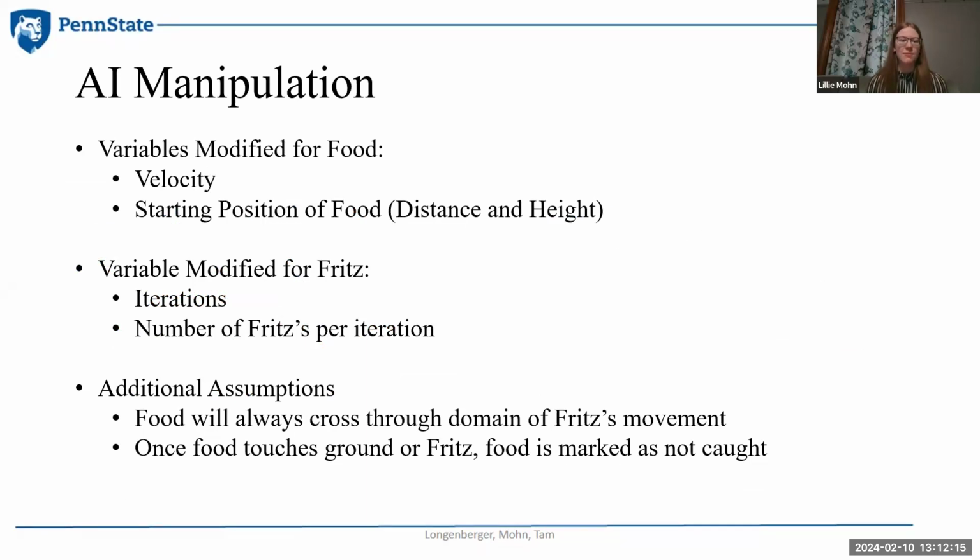And then for simplicity, we also added in some additional assumptions. We said that the food would be catchable, so that Fritz isn't punished for a bad throw on the owner's end. And we also said that once the food dropped on the ground, the dog couldn't pick it back up, so that he's not being rewarded if he picks up the food but doesn't actually catch it mid-air.